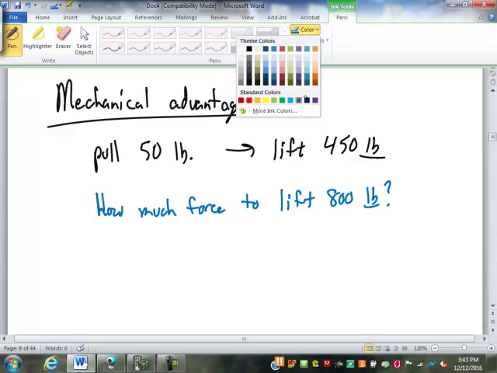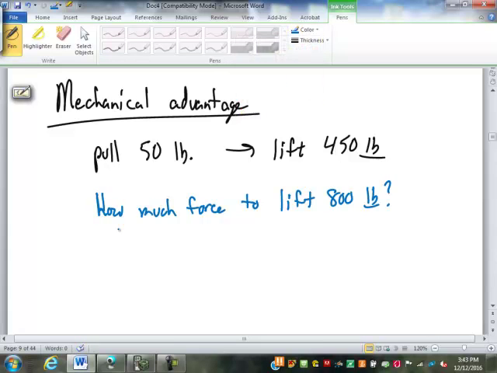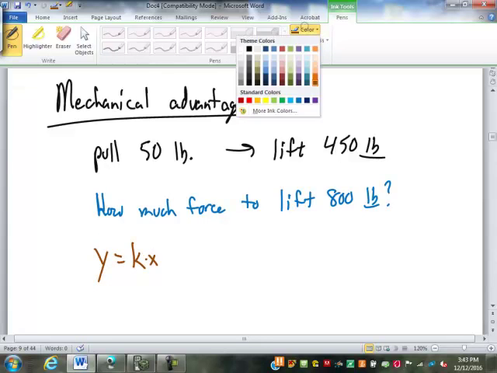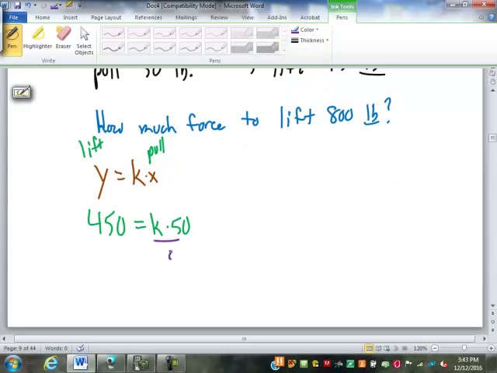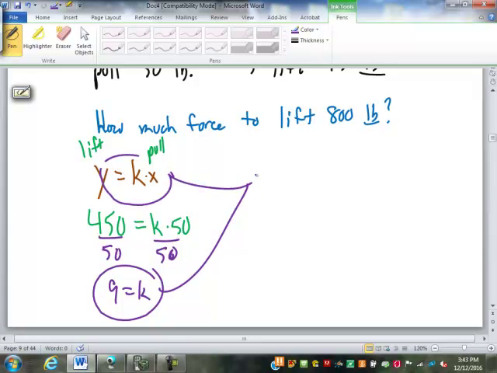So let's look at this. Again, this is y equals kx. This is a direct relationship. If you can lift 450 pounds, well, that'd be y, the amount you can lift with what you pull. You're pulling with 50 pounds. You divide this out. Nine equals k. Well, that's your mechanical advantage, which is 9. You are lifting 9 times more than the force you're putting into it.